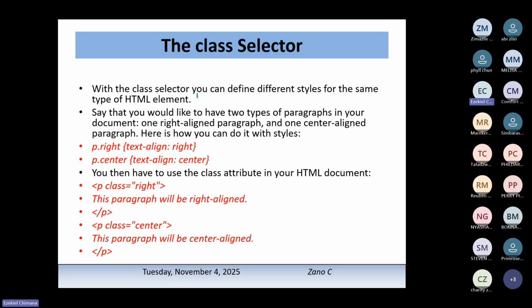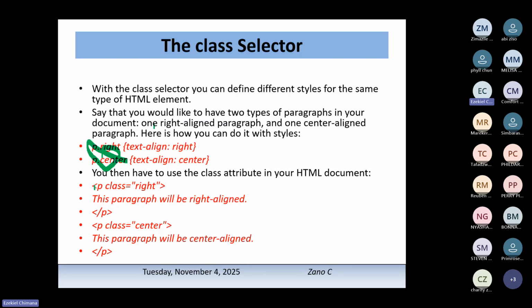So with the class selector, you can define different styles for the same type of HTML element. Say you would like to have two types of paragraphs in your document, one which is right aligned and one which is center aligned. How do you do that? Here, if you look at it, we have p dot right and then p dot center. One is aligned to the right and the other is aligned to the center.